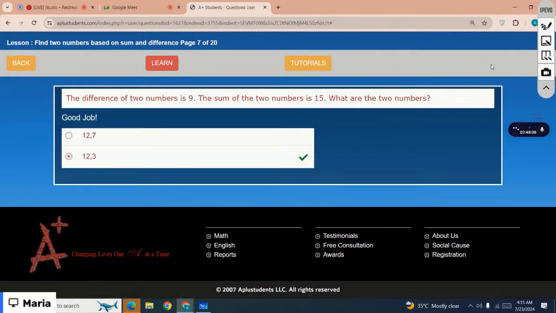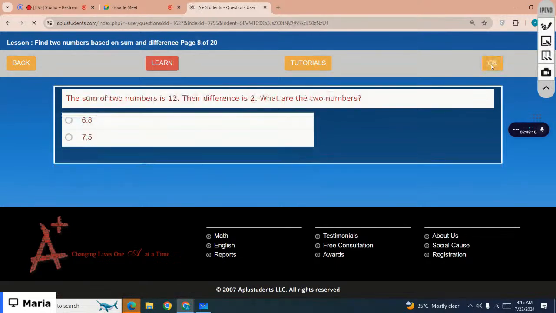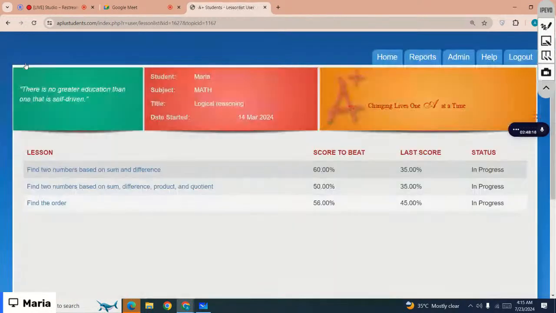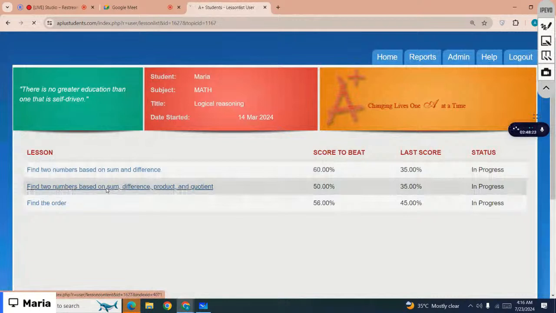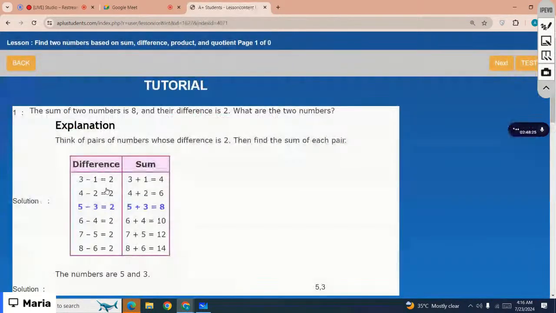Okay, you can complete the lesson by yourself later today. Let's just move on to next lesson. The next lesson is find two numbers based on sum, difference, product, and quotient.